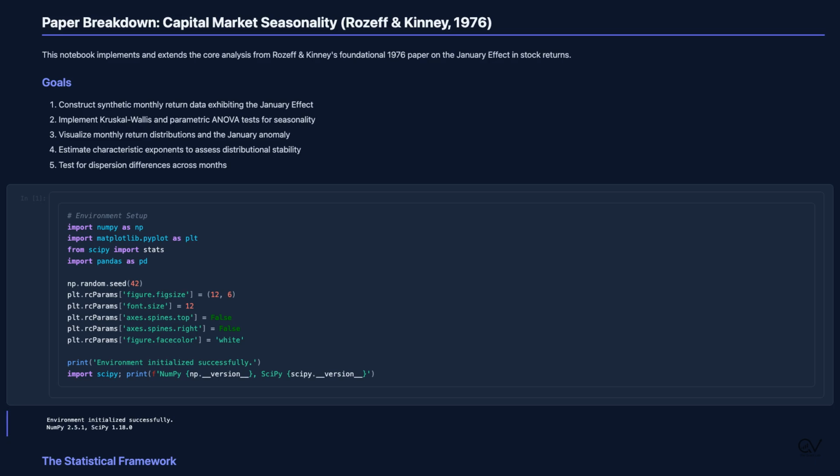In this notebook walkthrough, we'll reproduce the core statistical methodology from scratch, generate synthetic data that captures the stylized facts they found, and implement the exact tests they used: Kruskal-Wallis, Siegel-Tukey, and parametric ANOVA. We'll also visualize the monthly return distributions and estimate characteristic exponents to understand the tail behavior. By building everything from the ground up, you'll see exactly how the statistics work and why the January effect is so robust.